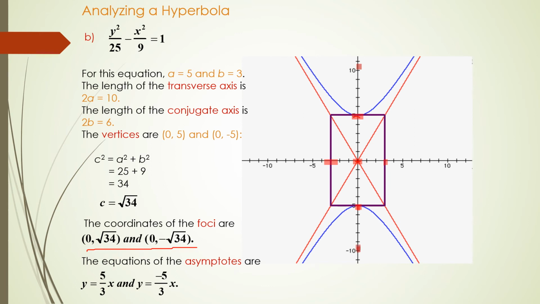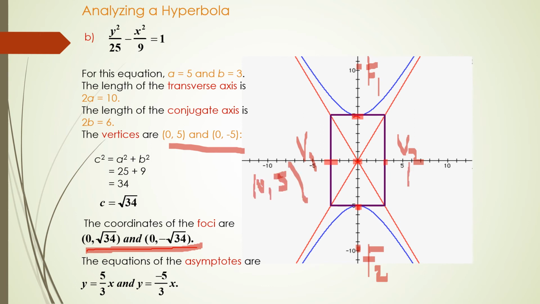Okay. So, let's put labels. This will be your f sub 1, f sub 2, v sub 1, v sub 2, of course, with your coordinates. Now, v sub 1 is (0, 5), and (0, negative 5). Always include the foci. Let me show you.